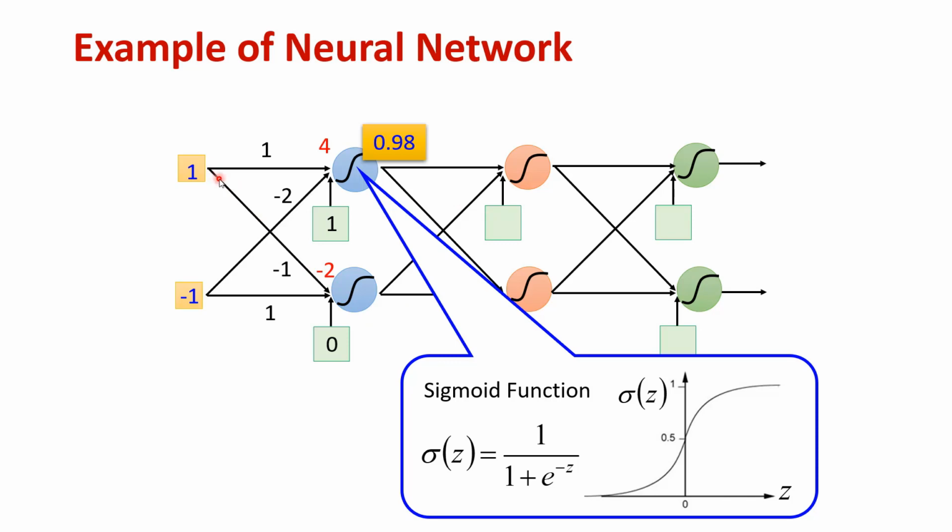You see here we have minus 1 times 1 is minus 1, and then minus 1 times 1 is minus 1, so minus 1 plus minus 1 will be minus 2, and plus 0, so it's minus 2. And then when we take this minus 2 and pass it here, it's 1 divided by 1 plus e to the power minus 2, which is 2, and this gives us 0.12.